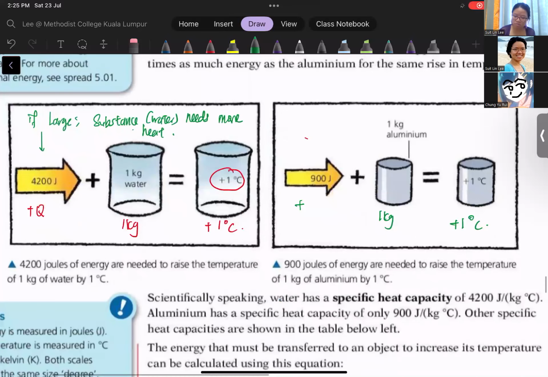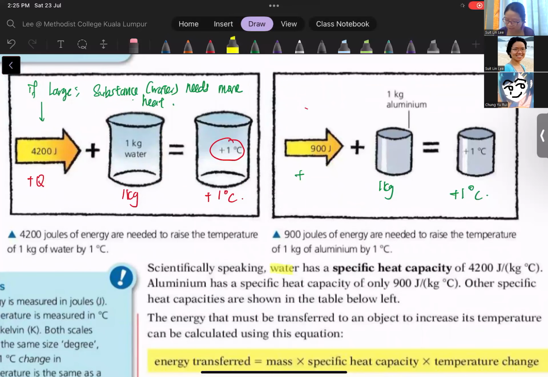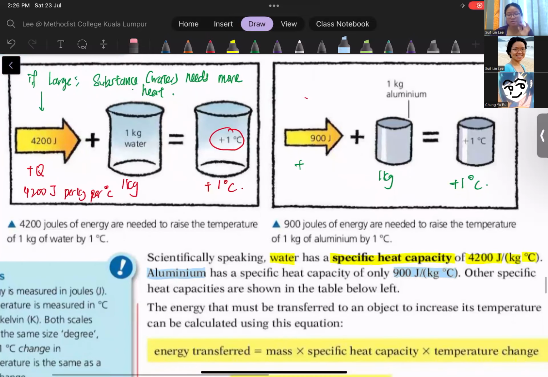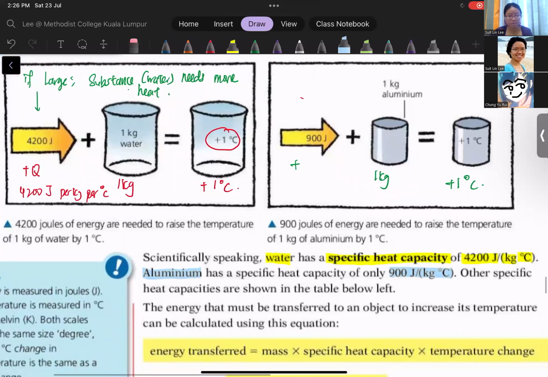So scientifically speaking, we can then say that water has a specific heat capacity of 4200 joule per kg per degree Celsius. And aluminium, being a metal, has a specific heat capacity of 900 joule per kg per degree Celsius. All right. So if I want to write this down as a general equation, I'm going to move up there and then maybe I'll write it here and then I'll write it in the notes.